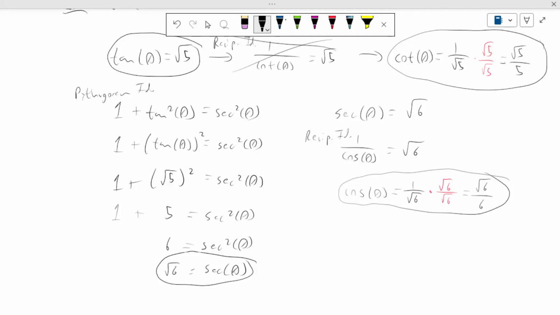Any questions on that? You could have done a quotient identity. It would have been a lot more complicated, I feel like. But tangent of theta is sine of theta over cosine of theta, so you could have said sine of theta divided by cosine of theta is equal to the square root of 5, and then come up with some equation involving sine and cosine and maybe found out what it's equal to then. I think it's a lot easier to use a reciprocal identity.